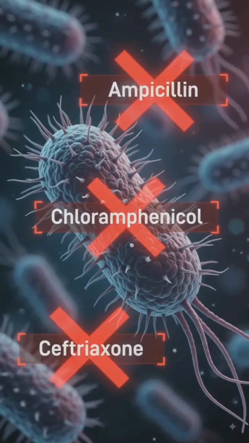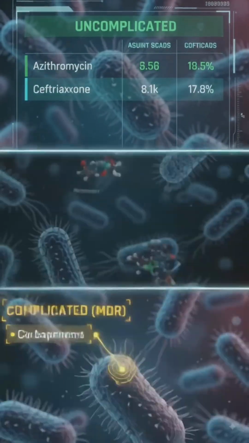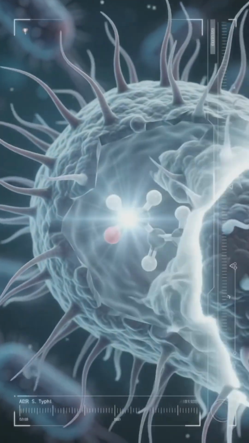XDR typhoid renders standard drugs ineffective. Protocols are evolving rapidly to combat this threat. Confirmed XDR strains require carbapenems. Combination therapies are now critical.